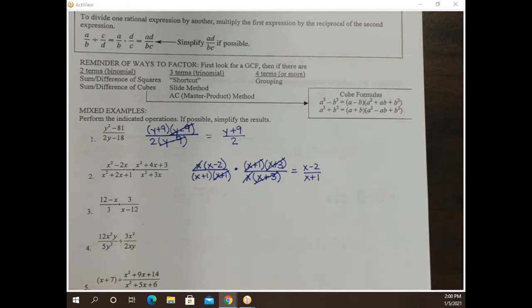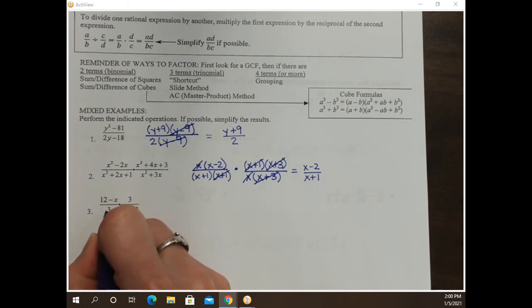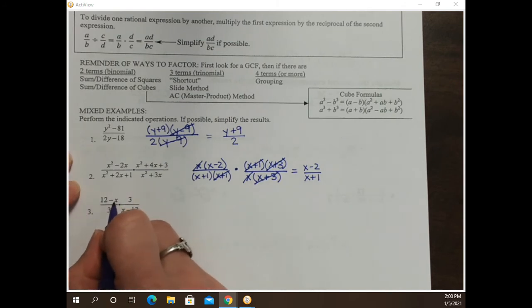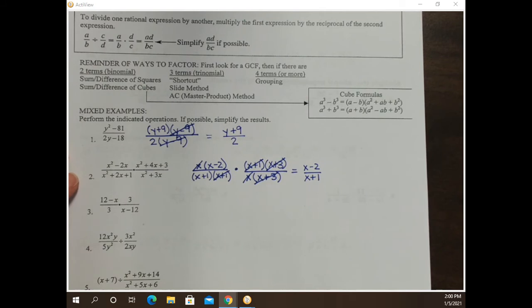Number 3 is a little tricky. I can see I have 3's on top and on bottom that I will be able to reduce. And then my other terms, I've got 12 minus x and x minus 12. They look really, really similar, but they're not exactly the same. They're in the wrong order. So I'm going to be a little tricky here.